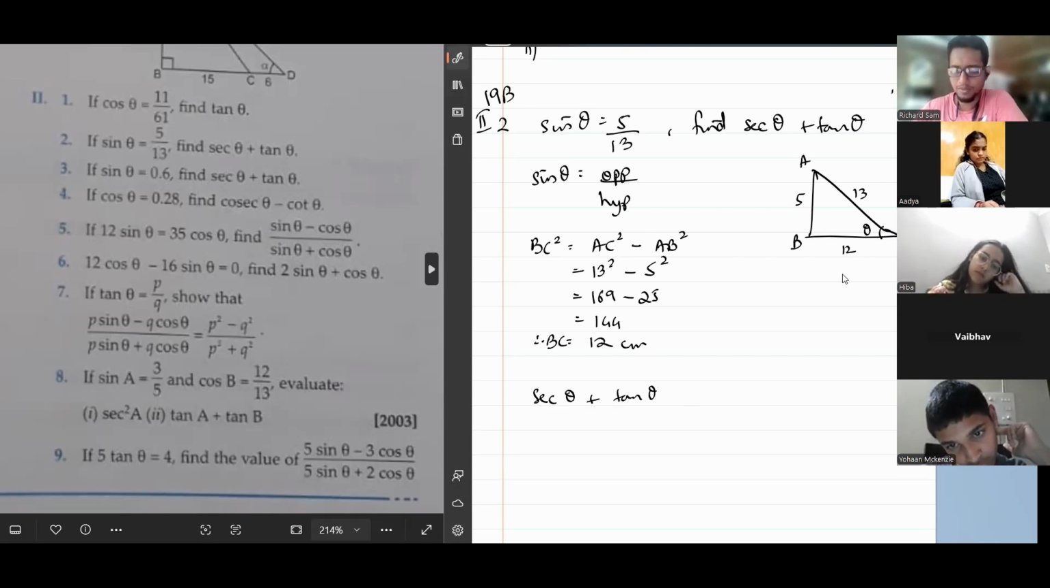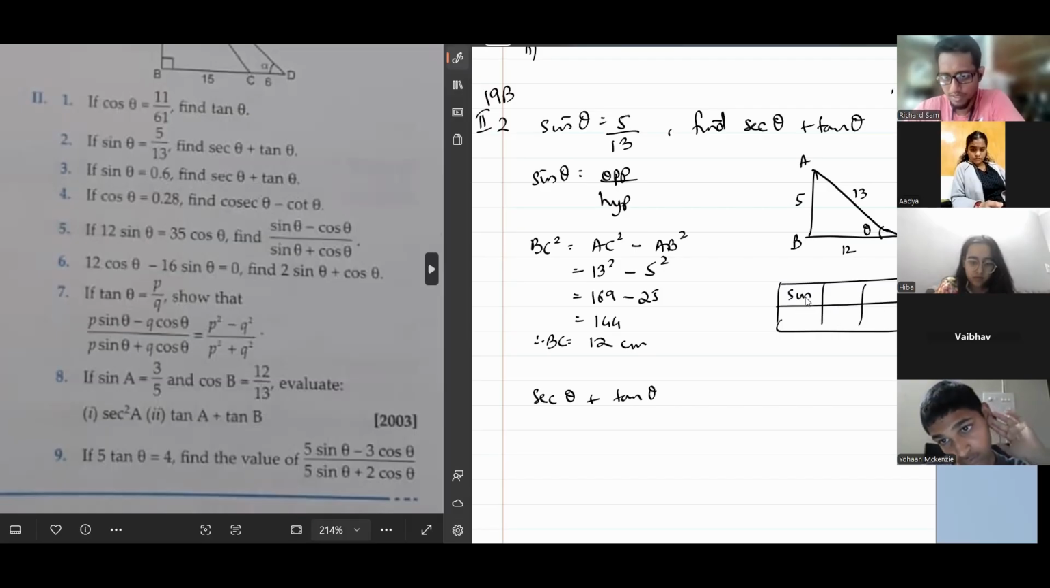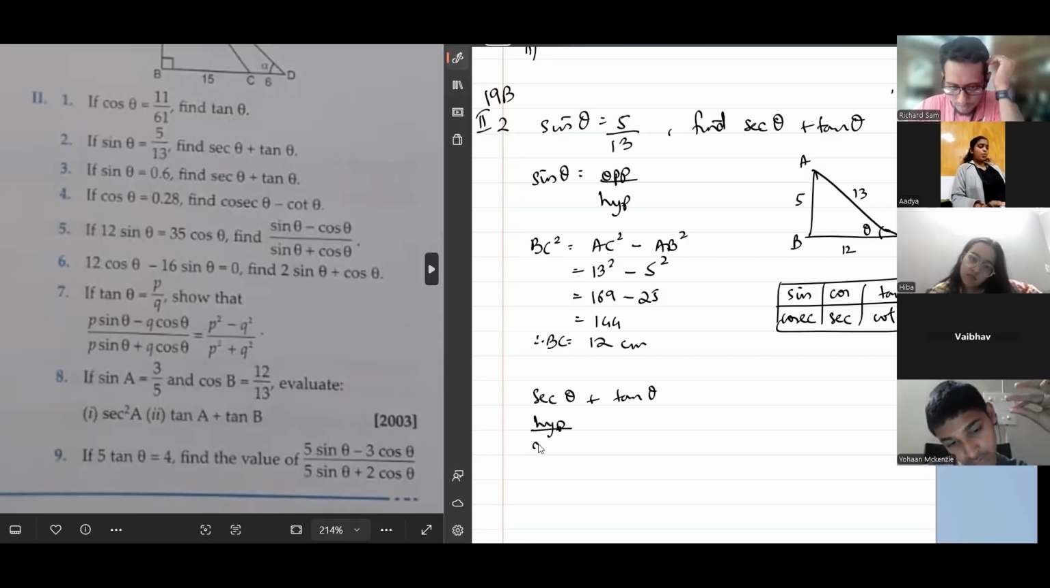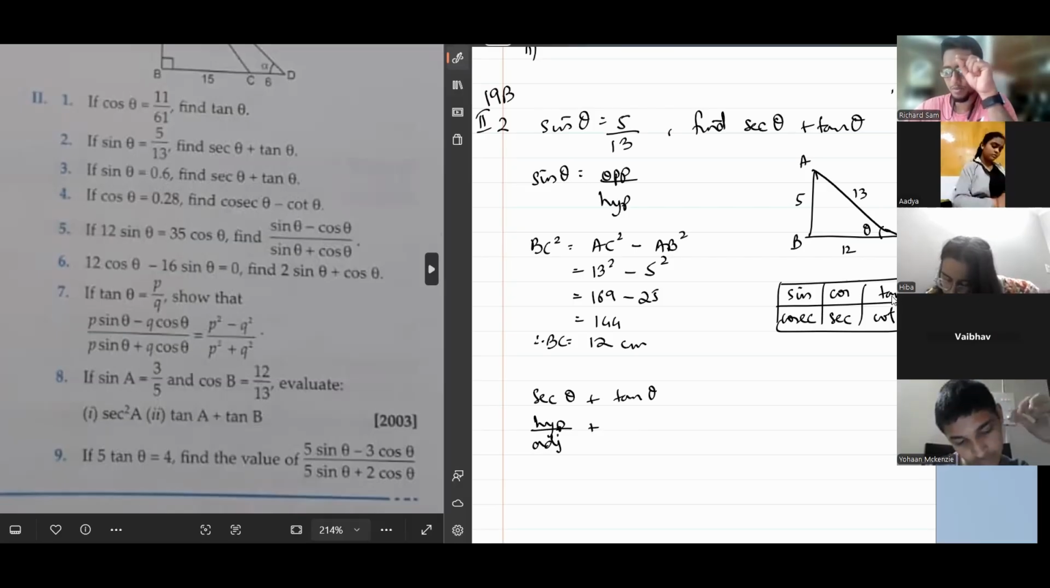Now, what is the sec theta formula? Before you do any sum from trigonometry, you draw this small table and keep it. Always just draw this and keep it, so you can look at that whenever you have any doubt. So sine, cos, tan. Reciprocals are cosec, sec, and cot. So you need sec theta. Sec is the reciprocal of cos. So you think, what is cos theta? That is adjacent upon hypotenuse. So sec would be hypotenuse upon adjacent. Then tan theta is opposite upon adjacent.